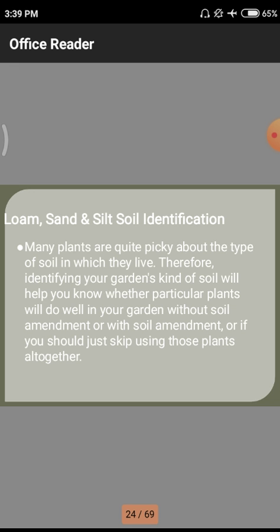Therefore, identification of your garden's kind of soil will help you to know whether the particular plants will do well in this your garden without soil.